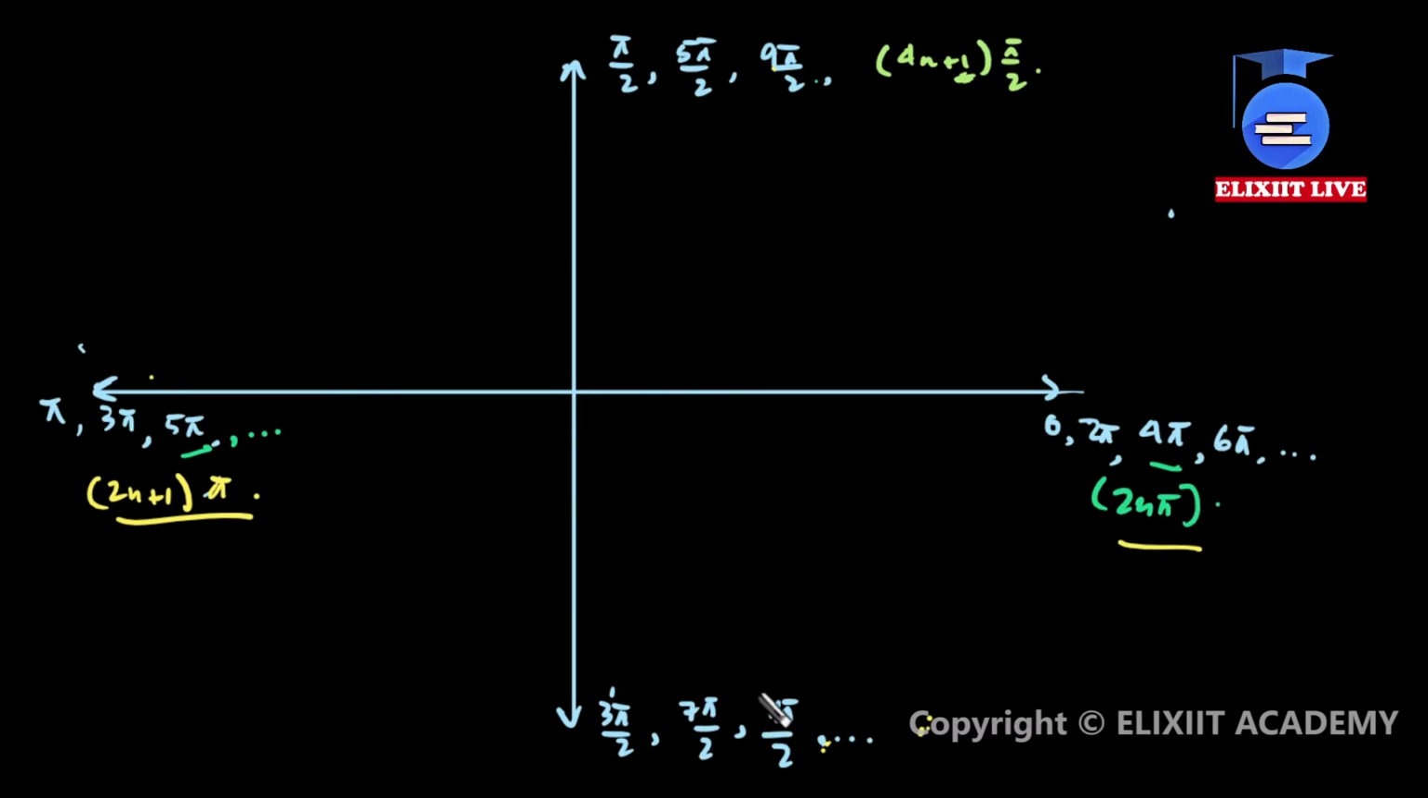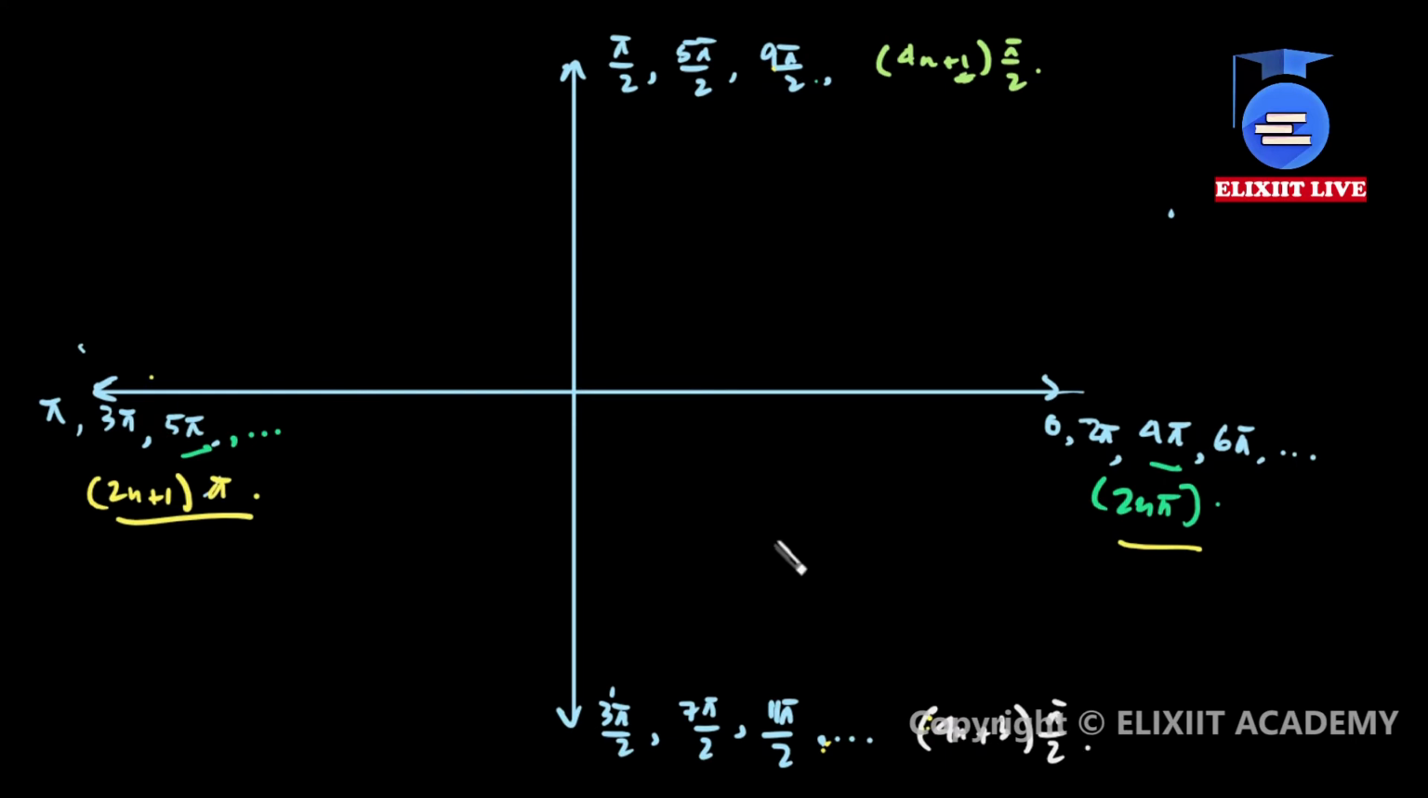3 pi by 2, 7 pi by 2, 11 pi by 2, and so on. What are these actually? These are of the form 4n plus 3 into pi by 2.